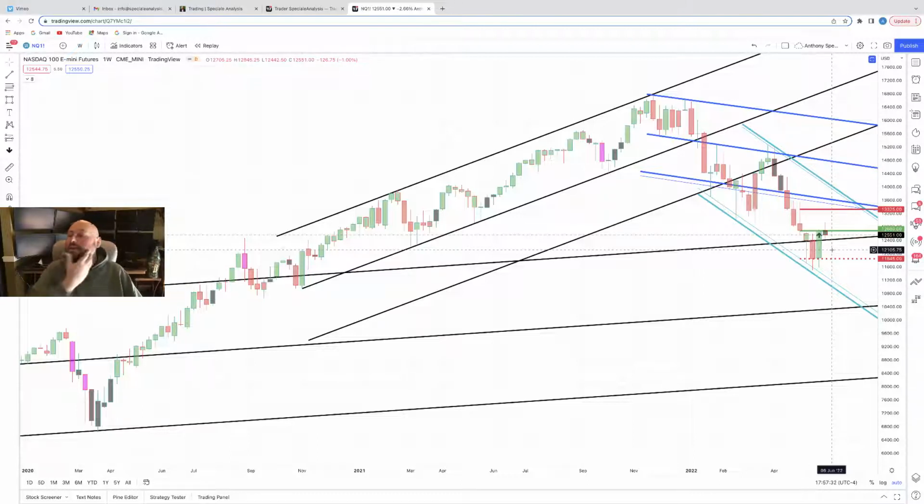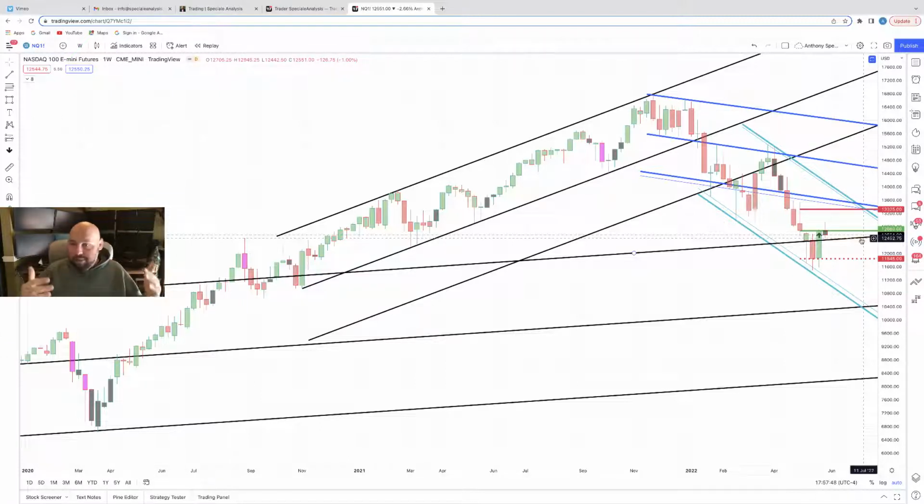But we did exhibit some weakness towards the close of this week. Price has continued to stay above this black channel structure. So that is a good sign that price could still push from here. But again, it's counter trend. We are trading against the trend.